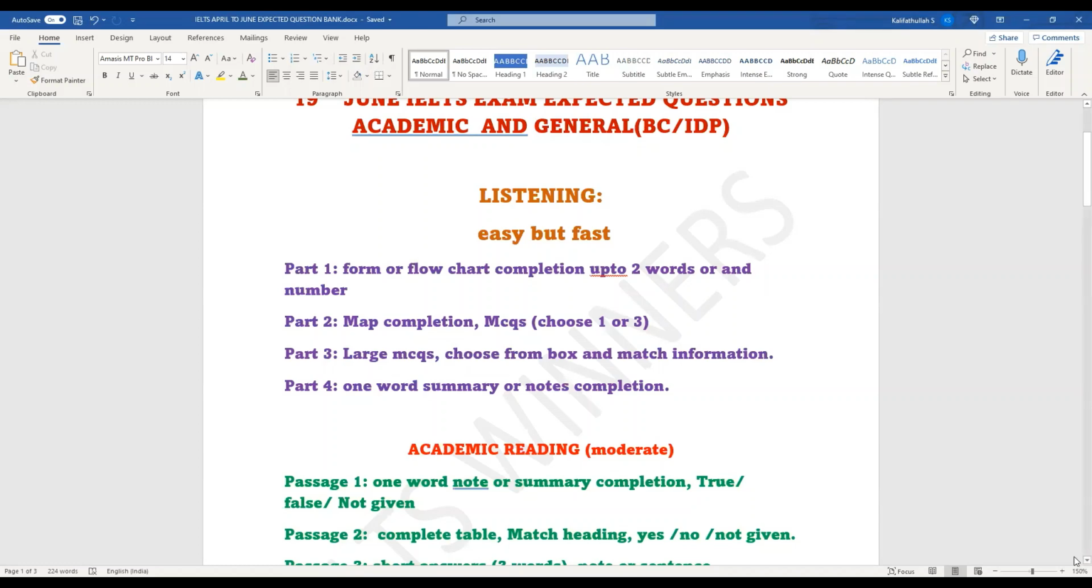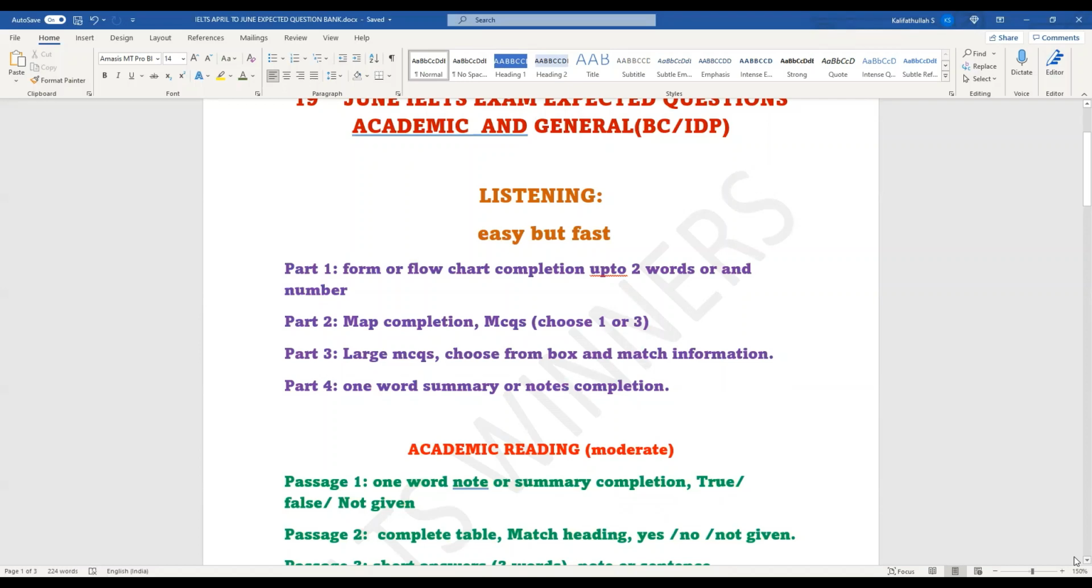For part 3, you will get large MCQs. That is, in part 3, as we know, there are 3 to 4 people talking on a particular topic, like 4 students talking to a teacher or something like that. So here the questions will be a bit lengthy and completely paraphrased version. So you need to choose the best option from understanding the question. Next will be choose from box and match information. That is, you will be given a box, some names, and you will have information. You need to match who said what or what is the feature. So you will have to match the box with the information given in the question.